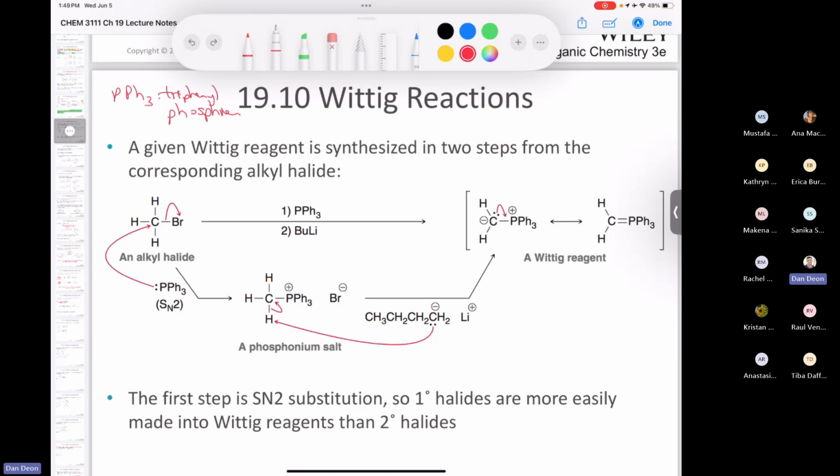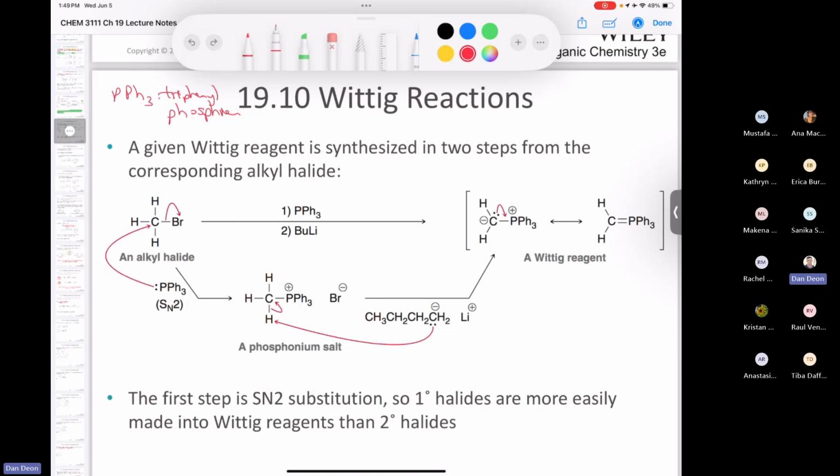So you think about this. You displace the bromine, so the carbon has no charge, but now your phosphorus has 4 bonds and no lone pair, so it's got a positive charge, and you've released the bromine. This is a salt. This is not an ylide. This is not an ylene. This is not a Wittig reagent. What do we have to do? We have to remove a proton.